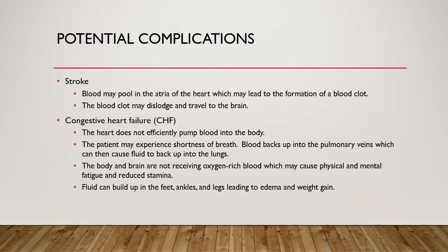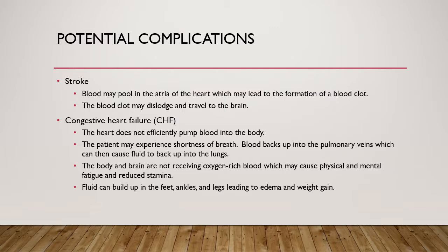There are 2 major complications that may happen from atrial fibrillation. The first is a stroke. In AFib, blood may pool in the atria of the heart, which may lead to the formation of a blood clot, and that blood clot may dislodge and travel to the brain, causing a cerebrovascular accident or a stroke.